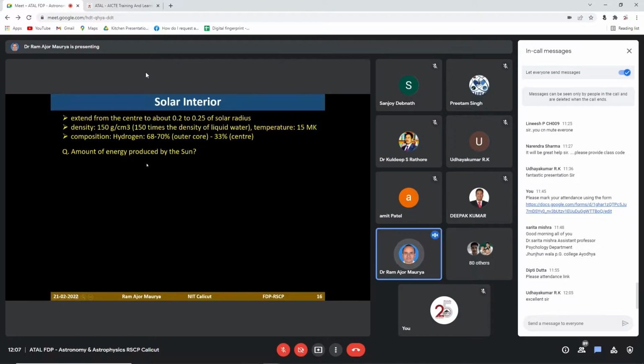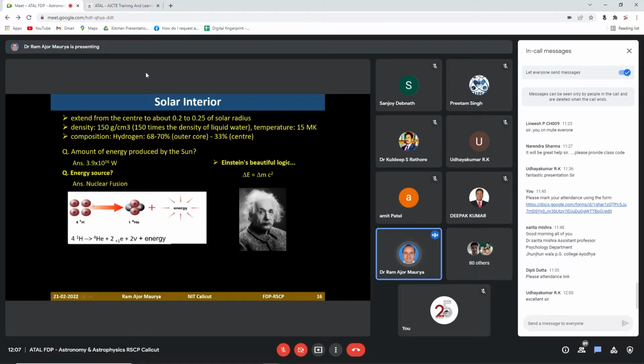And if you want to find the amount of energy that is produced by the Sun, it is 3.9 times 10 to the power 26 ergs per second. And what is the source of this? This is nuclear fusion, and the Einstein equation, delta E equals delta m c squared. So in the solar core, four hydrogens combine and produce one helium. And along with that, we have some particles, neutrinos, and energy.